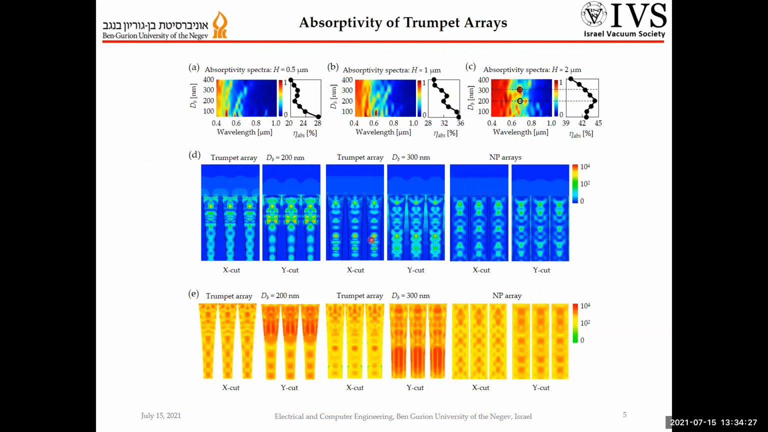Next, figure A to C presents the color map showing the dependency of trumpet array absorptivity spectra on bottom diameter for array heights of 0.5 micron, 1 micron, and 2 micron. So here 400 nanometer represents the nanopillar array, and 300, 200, and 100 show the bottom diameter of the trumpet arrays. On the right hand side is the weighted absorption efficiency plot.